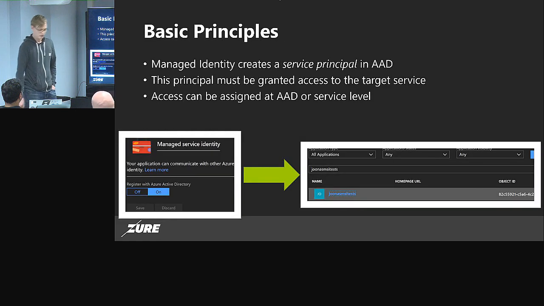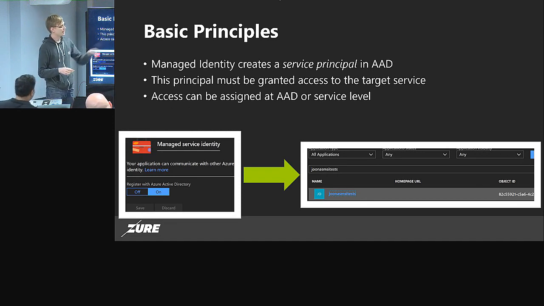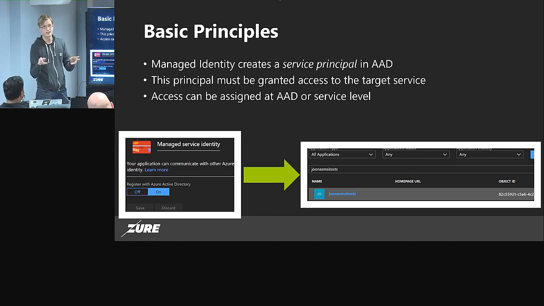So some of the basic principles: this is actually generating a service principal, which you can also think of as a service account. It's kind of like a user account, except it's for a service. It creates that in Azure Active Directory, which is connected to your Azure subscription. And then you essentially just need to grant access to this principal to the target service. This access can be assigned at either the Azure Active Directory level or the service level, and the way that you do that depends on the service. All the services do it a little bit differently, right? It's great. That was sarcasm.